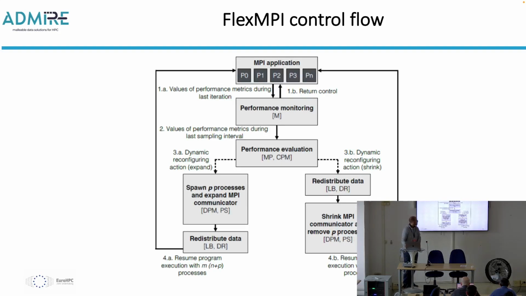This is a flow diagram of how FlexMPI interacts with the processes at runtime in order to expand and reduce the processes. As you can see, basically, we have here an MPI application with N processes. We are continuously monitoring the application, and if we want, we can expand or reduce the application. If we want to expand an application, we create the new processes, we integrate them in our communicator, and redistribute the data between all the processes. Then the execution continues. If we want to reduce an application, we first redistribute the data between the active processes and then remove all of those processes that we want.